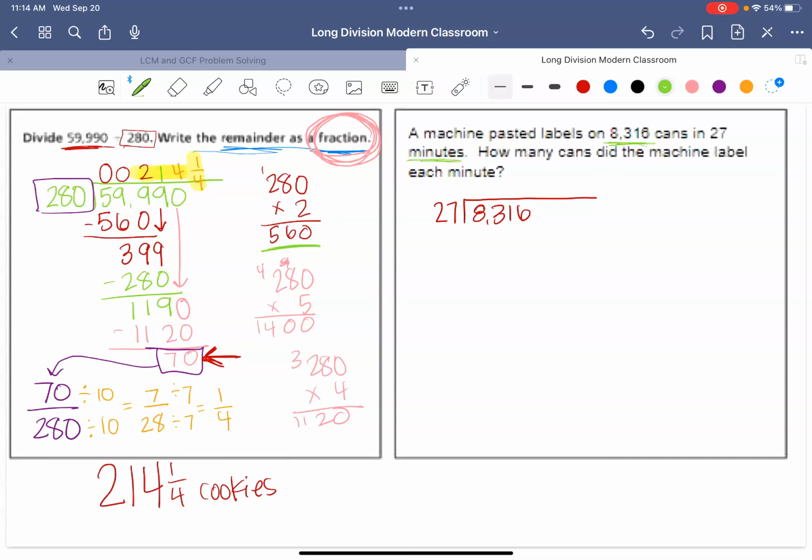How many cans did this machine label each minute? All right. So 8 will not go into 27. But 83 will. I'm going to try 3 times. It'll be 6, 7, 8. Ooh, beautiful guess, Mrs. Matson. 3 times. And 3 times 27 is 81. That'll give me a remainder of 2. So I'll bring down the 1. Now 21 is not big enough to go into 27, right? So I'm going to put a 0 here. And then bring down my next number and start again.